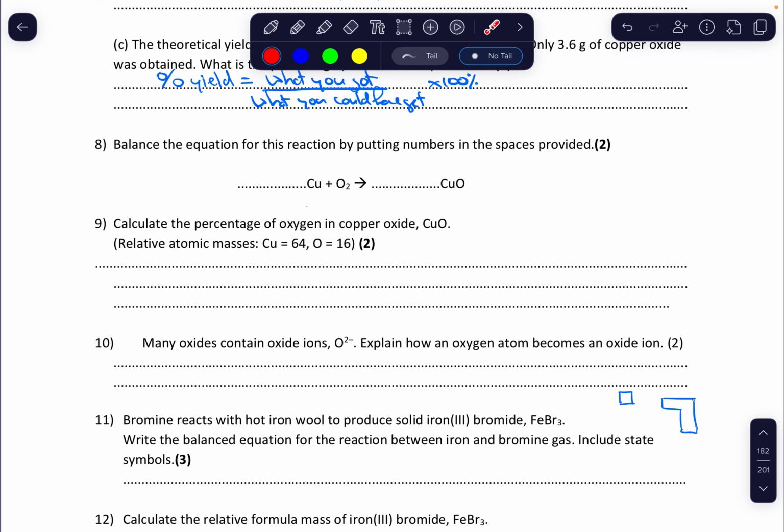Again, think about the information for oxygen: it's got an atomic number of 8. Think about what that tells you about the electron arrangement. How is it stable? How does it become stable? And that will help you. And the key thing is explain what's going on.